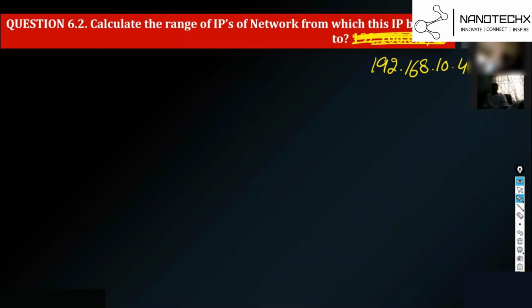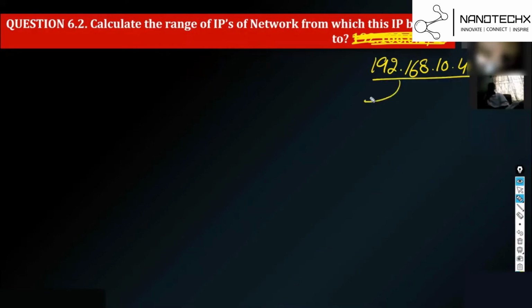That is very easy, two steps only. 32 minus 29 is 3. 2 raised to power 3 is 8. Now you guys already know, because from /29 you can find very easily how many IP addresses it will give us. But we need to know which IP addresses those are, so we need to do the whole calculation of range as well. So let's do it.